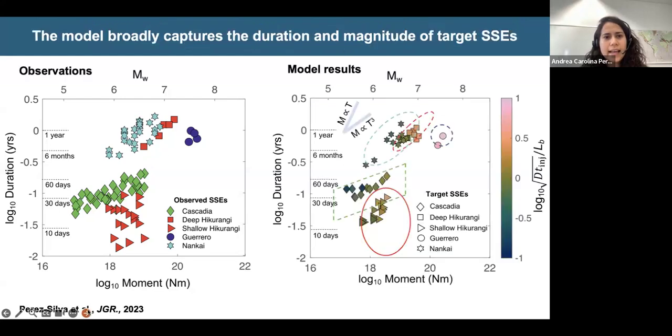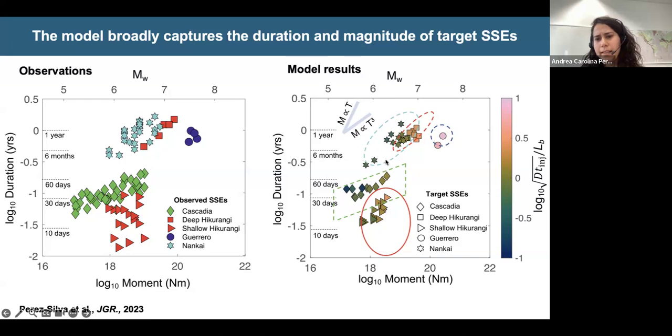And the idea is that we explore the model space by just varying the plate convergence rate. So we assume different plate convergence rates according to the subduction zone. And we assume that the period of the perturbation is the period of occurrence of the slow slip event. So these are the results of our model. And as you can see, the model broadly captures the duration and magnitude of the target SSEs.